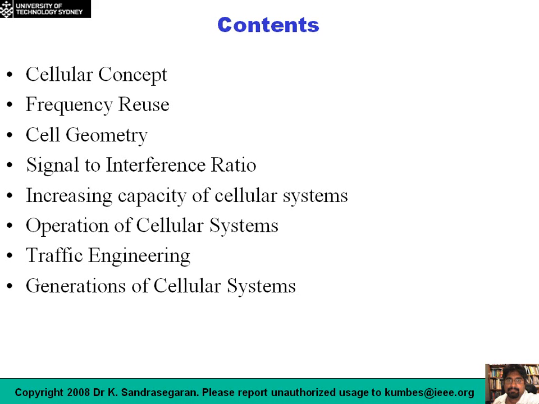Thereafter, we'll see how the most important thing that we are trying to do in cellular networks is to increase the capacity of a cellular network. So we're going to look at different ways that the capacity of cellular networks can be increased. How do cellular networks work? A little bit about traffic engineering and the generation of cellular networks. Just a brief introduction to what 1G, first generation, second generation, third generation is all about, because you're going to learn about those in more detail in subsequent lectures.